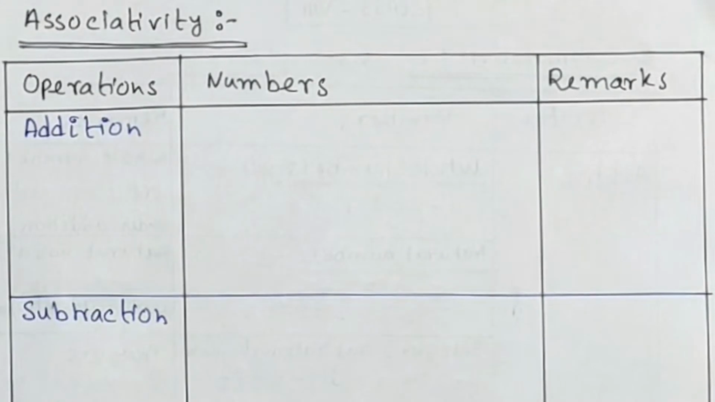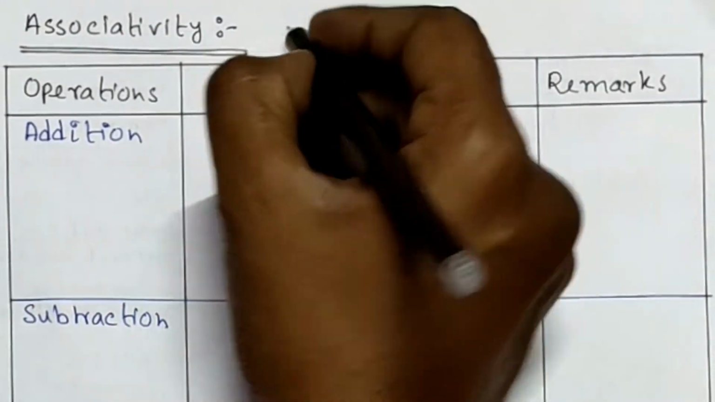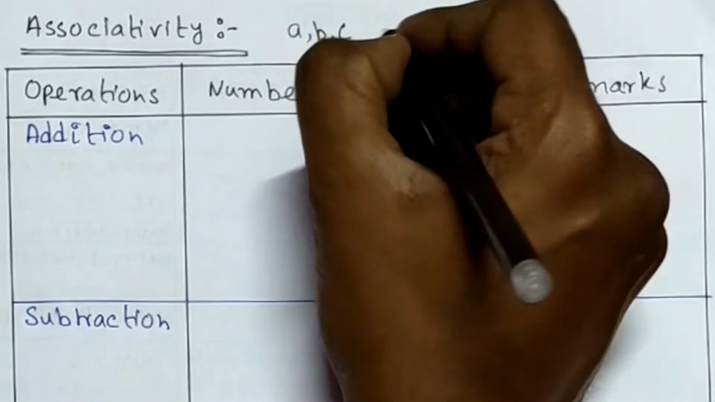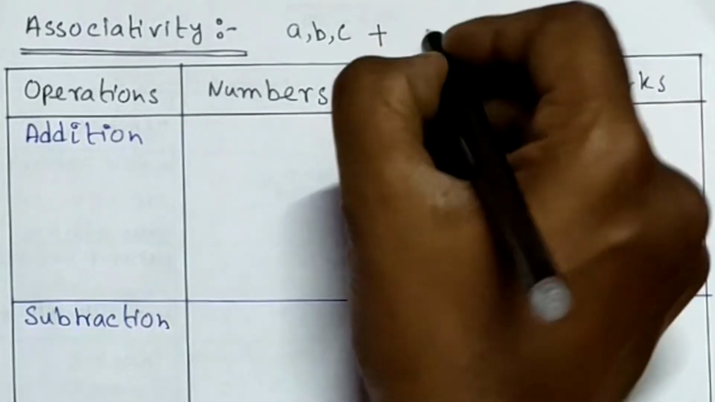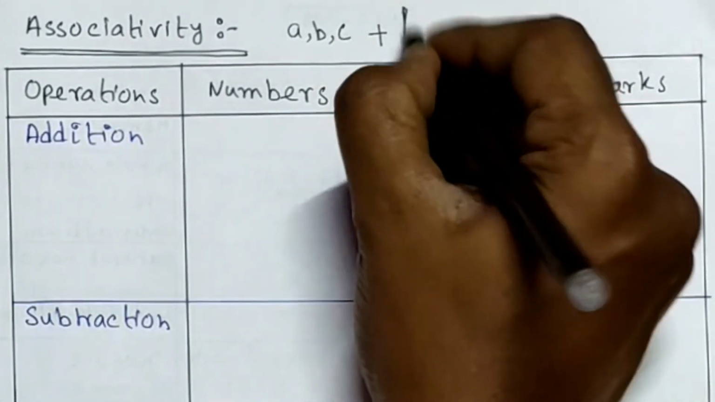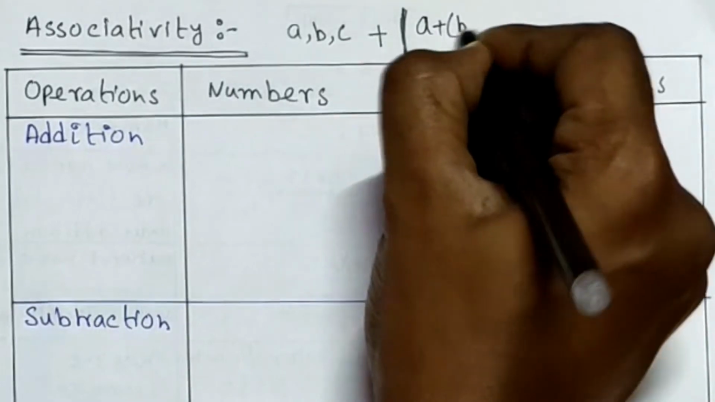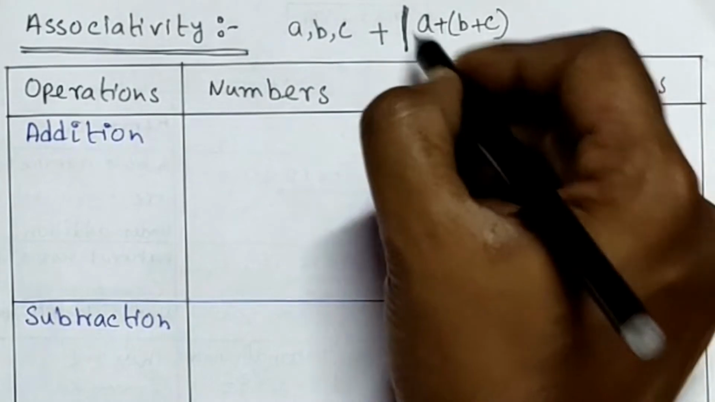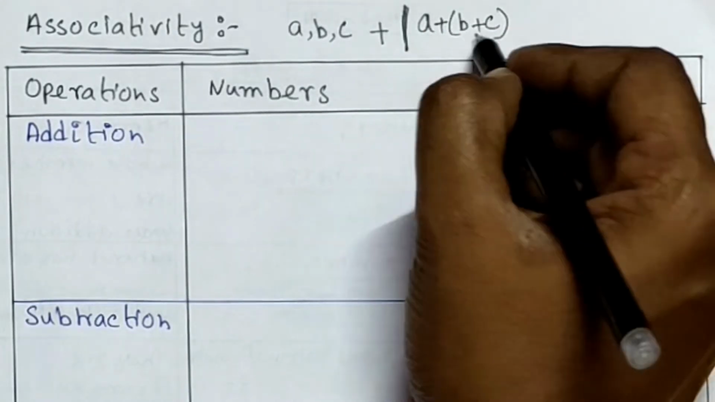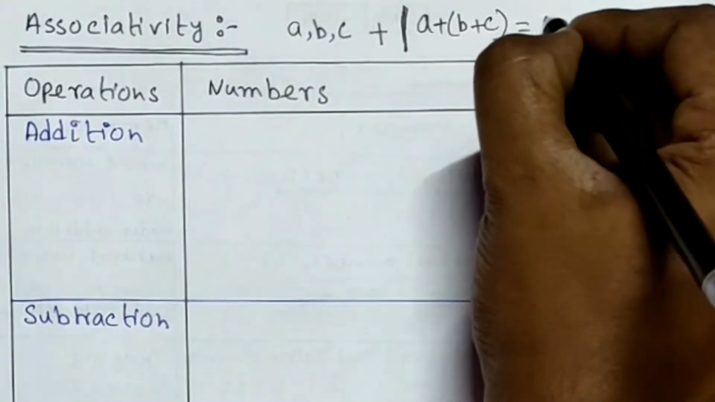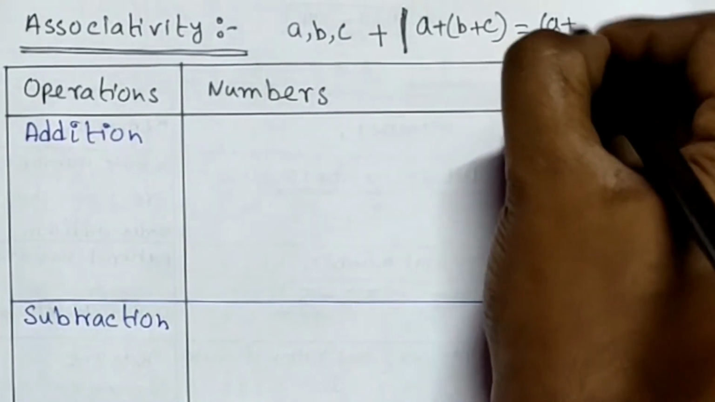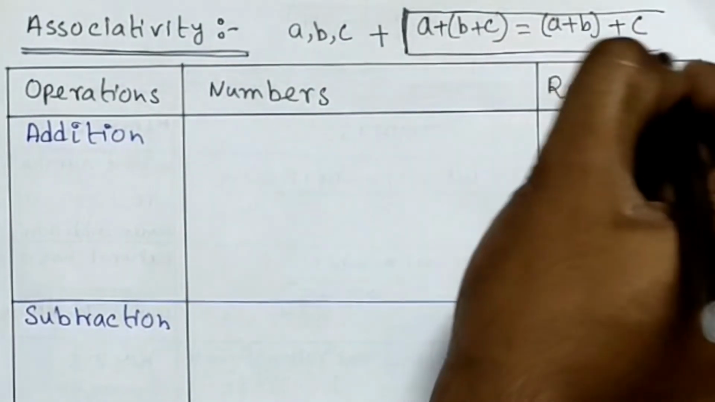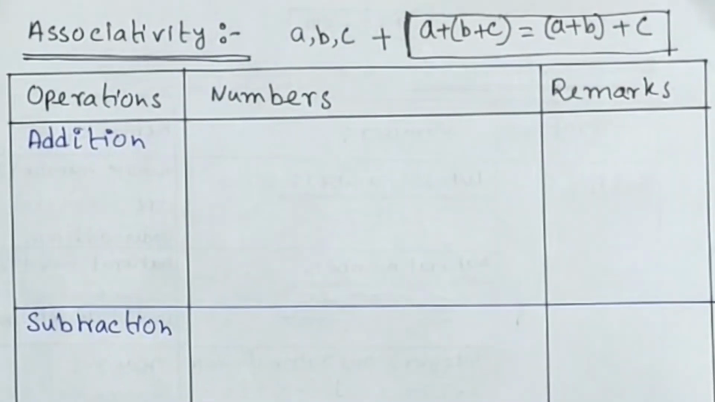Next property is associative property. What is associative property? Suppose there are three numbers a, b, c, say integers, and we take the operation addition. Now, a plus b plus c: at first we add b and c, and then add that with a. If the result becomes equal to a plus b plus c taken in the other order, then we say that the numbers are associative under addition. This is the property.